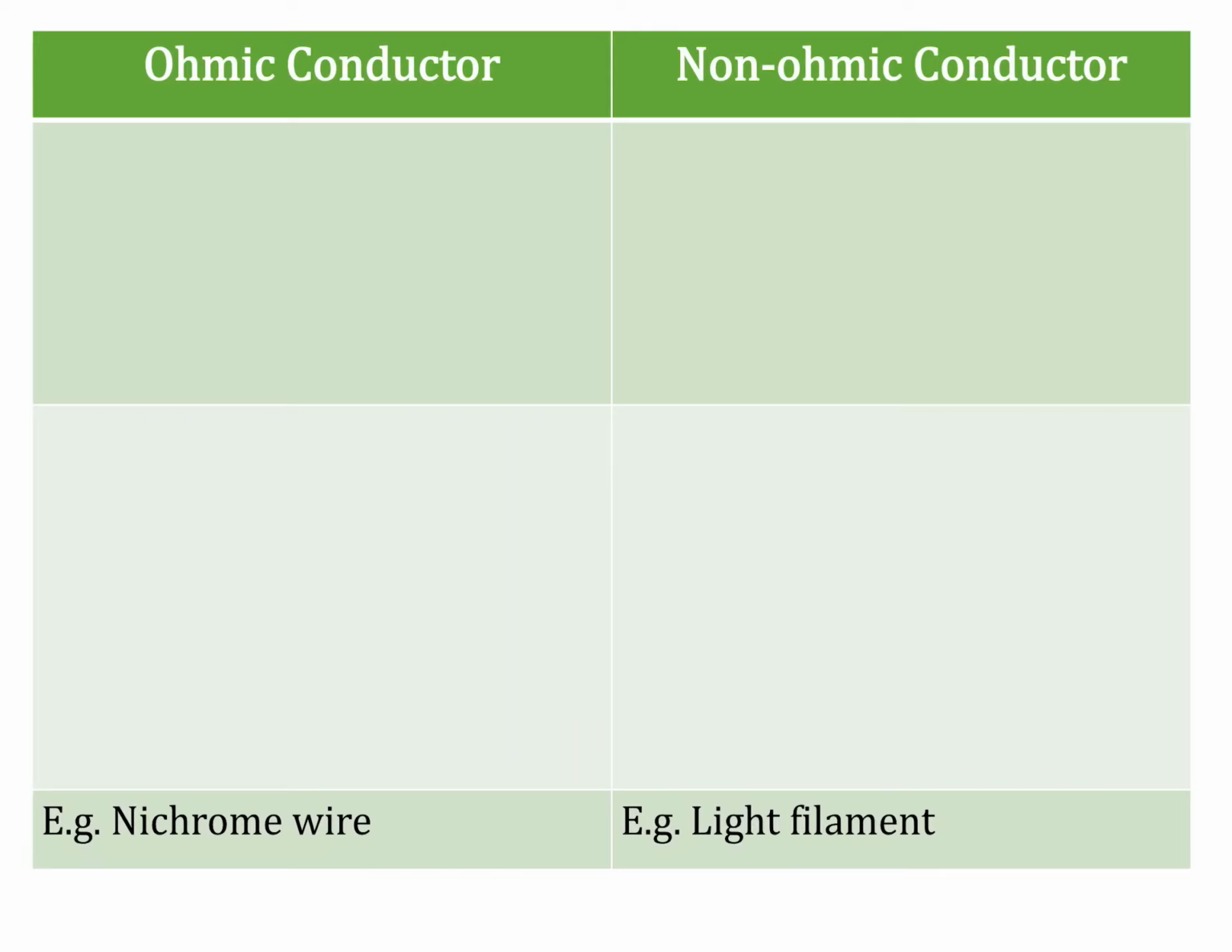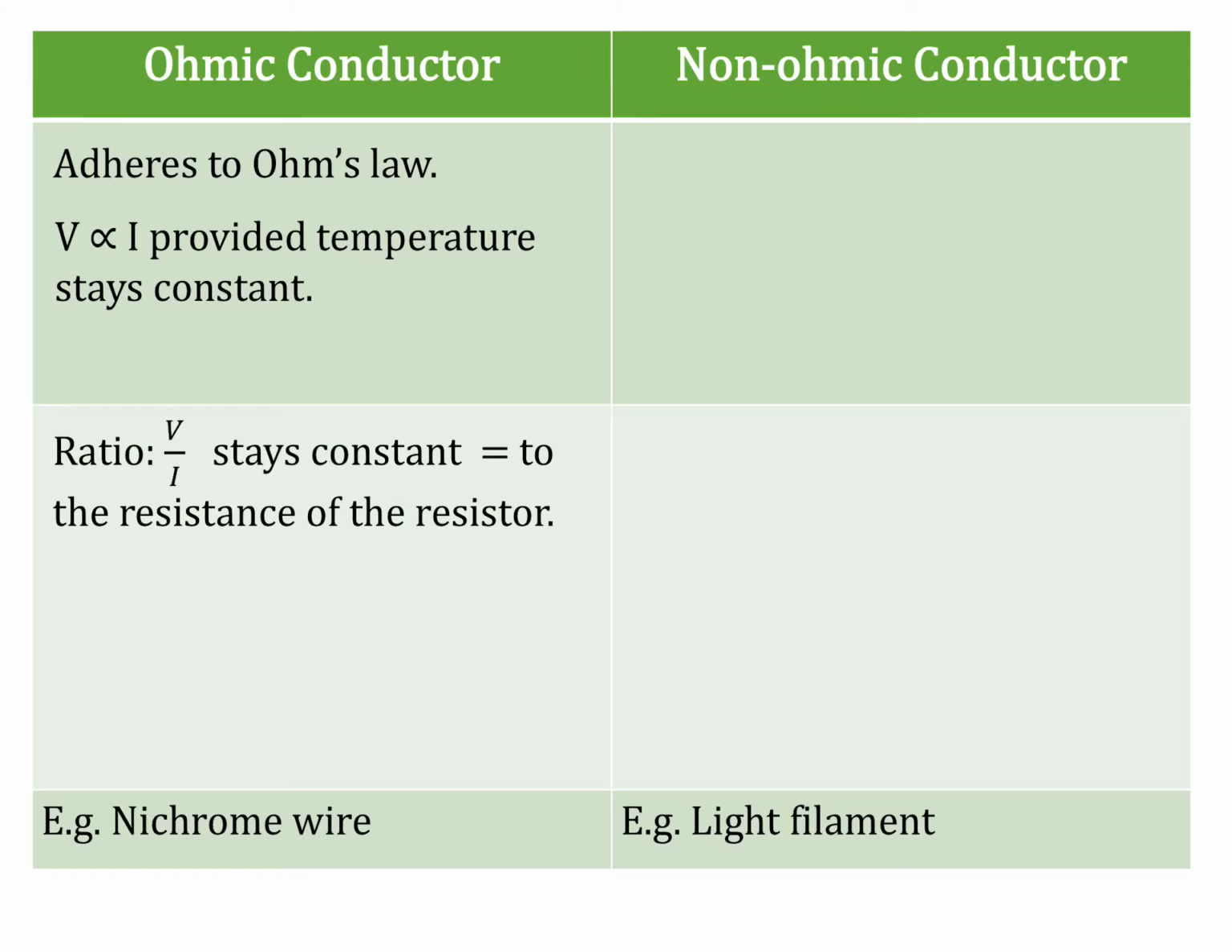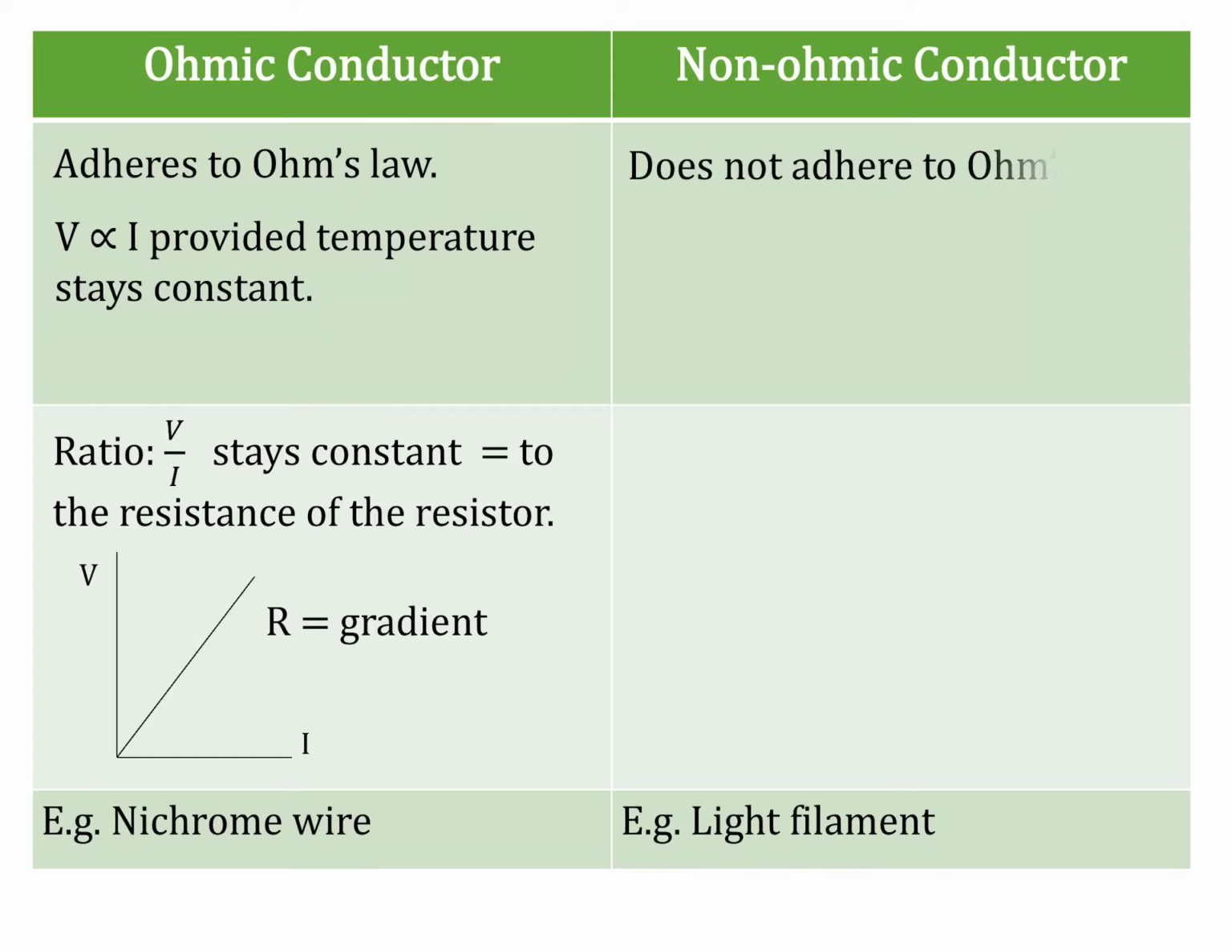Now that gets us to two different types of conductors: ohmic conductors and non-ohmic conductors. Ohmic conductors adhere to Ohm's law, which is why they're called ohmic. So potential difference and current are directly proportional to each other, provided the temperature remains constant. Also, the ratio of V over I stays constant, and we get a straight line graph, which means the gradient gives me resistance. Nichrome wire, copper wire, aluminium wire, any of those wires, they are ohmic conductors.